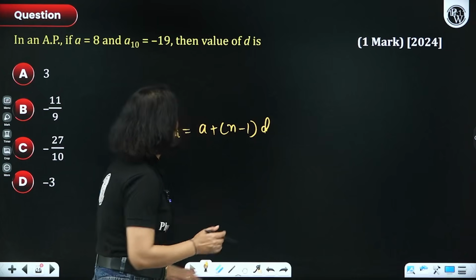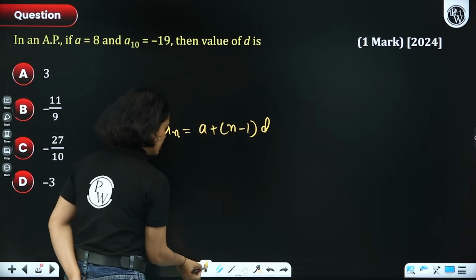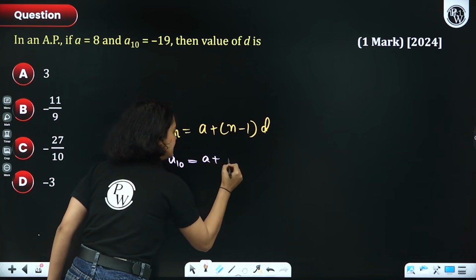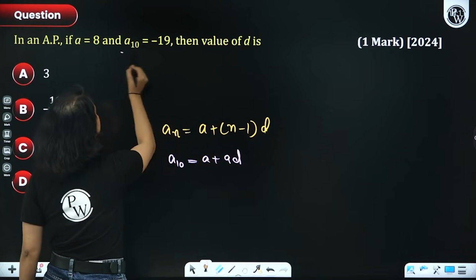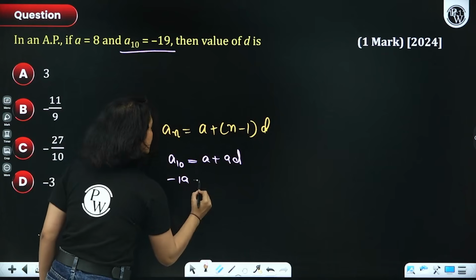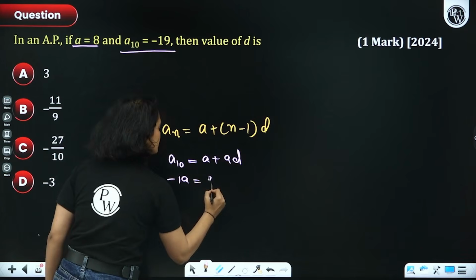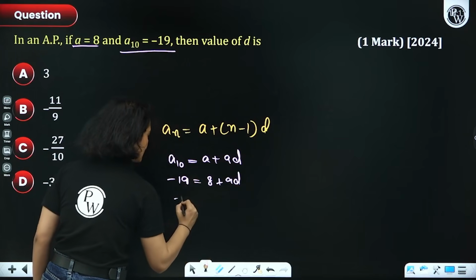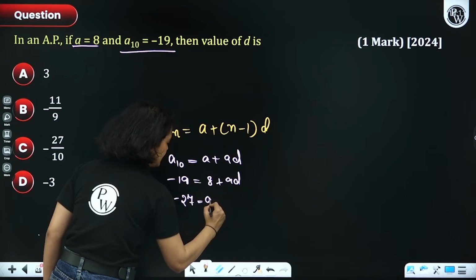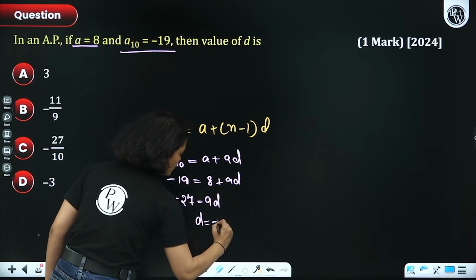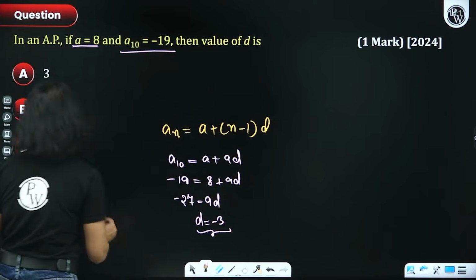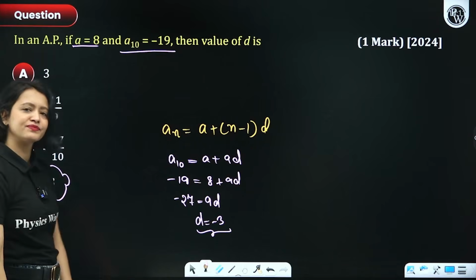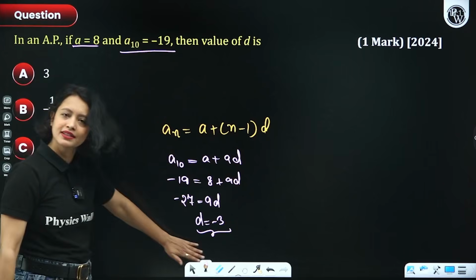So we are given the 10th term, right everyone? Let me write this. A10 would be equal to A plus 9D. Yes or no? So the 10th term is given to us as negative 19. A is given to us as 8, so 8 plus 9D. Now let's just evaluate. Negative 27 is equal to 9D. D comes out to be negative 3. How simple was that? So what's the answer everyone? Option number D is the correct answer. Simple, formula based guys.